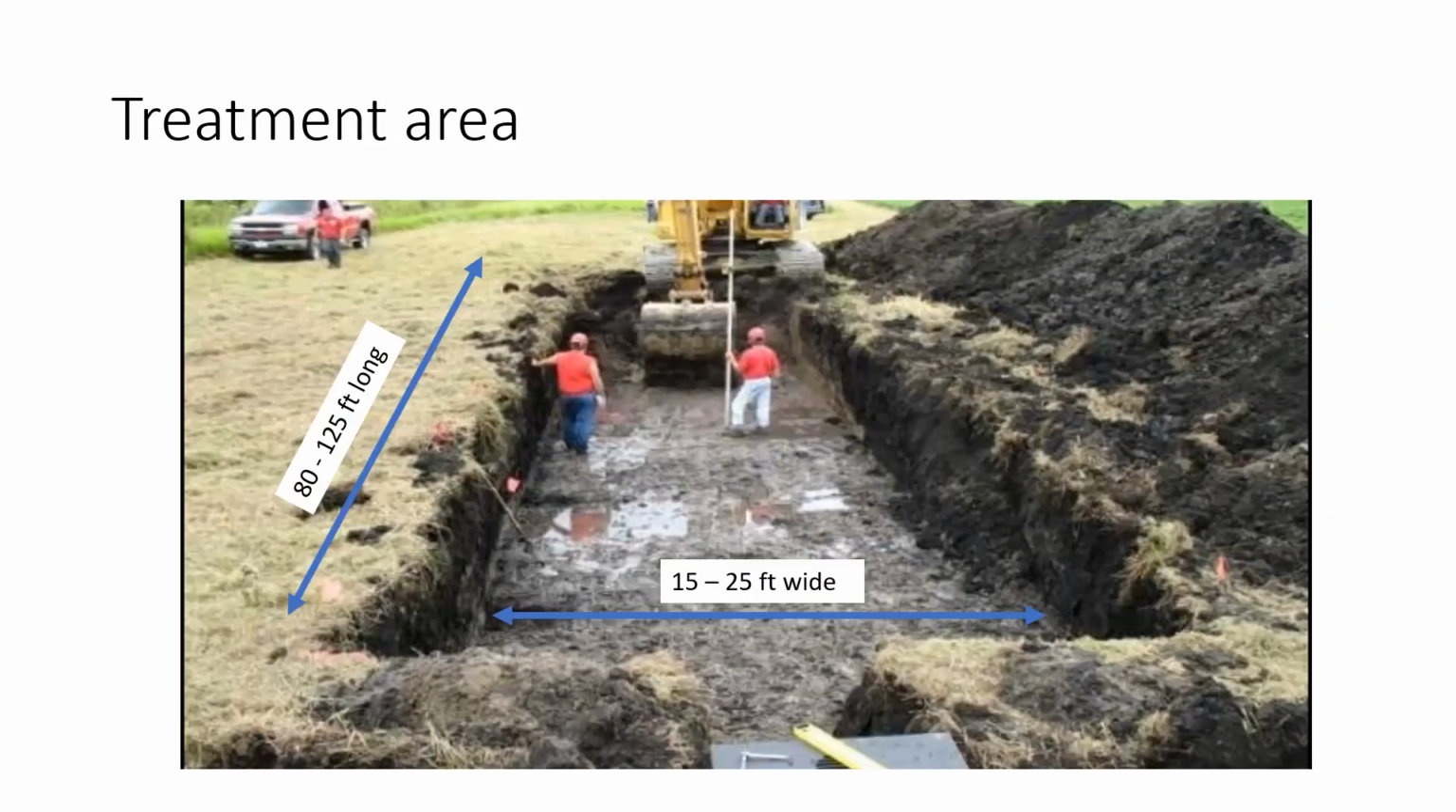The treatment area, about 80 to 125 feet long, 15 to 25 feet wide. That's really a good conversation to have early on with the landowner to say, hey, do you have this amount of space that you would be able to dedicate to the bioreactor? You can work within filter strip programs, so a lot of times you don't even have to take additional land out of production. It's just a matter of making sure that you have that footprint to work with.